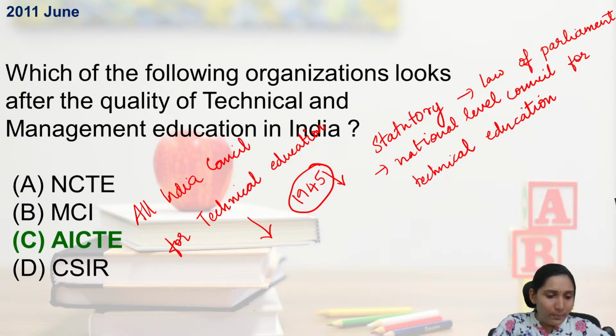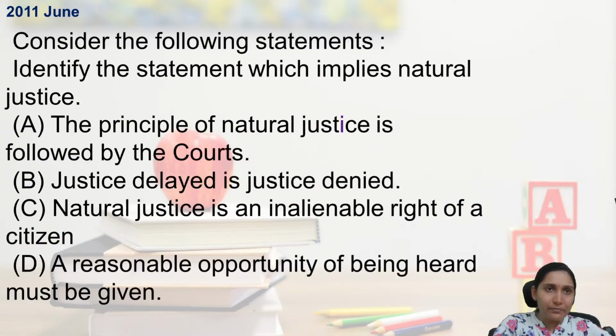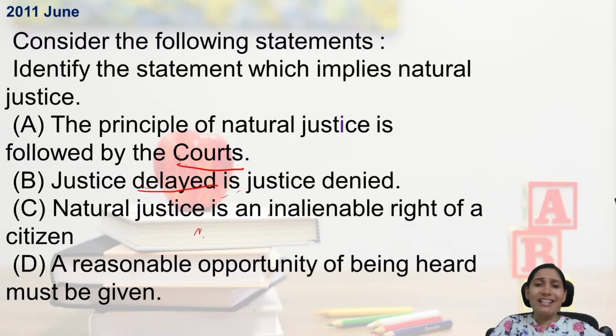So with that, I'm moving into the next question. Consider the following statements. Identify the statement which implies natural justice. You have to identify the statement which implies the principle of natural justice. The first one, the principle of natural justice is followed by the courts in India. Justice delayed is justice denied. Natural justice is an inalienable right of a citizen. A reasonable opportunity of hearing must be given. So, which among the following implies natural justice?